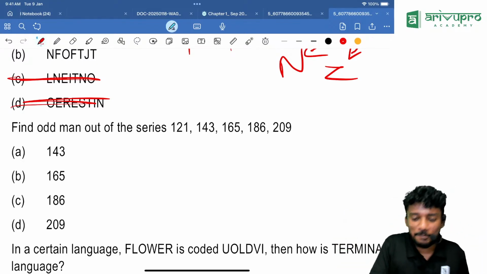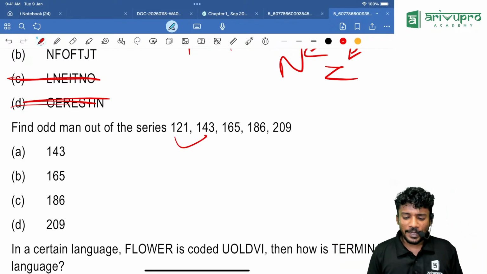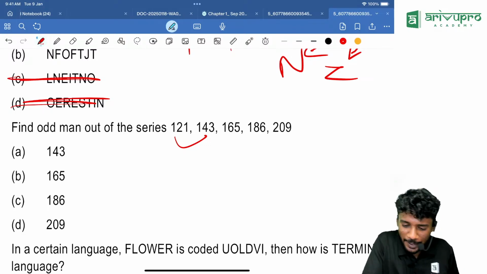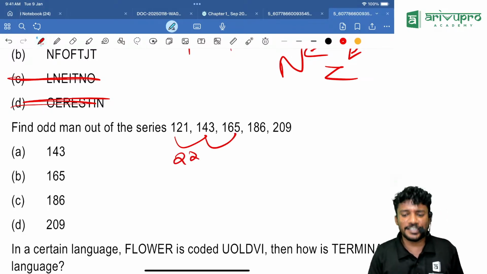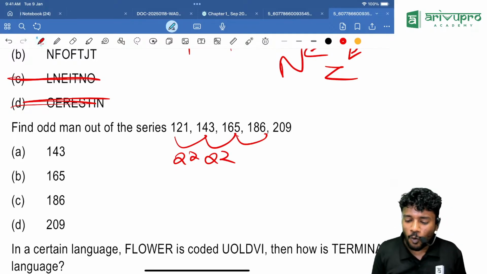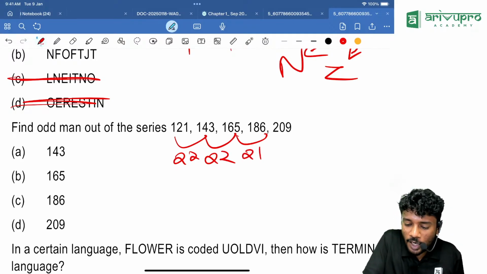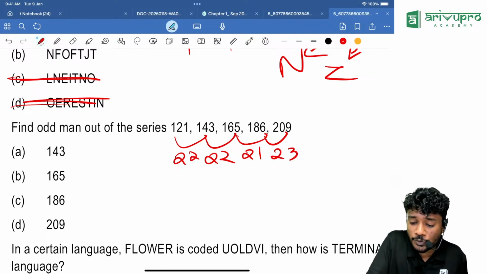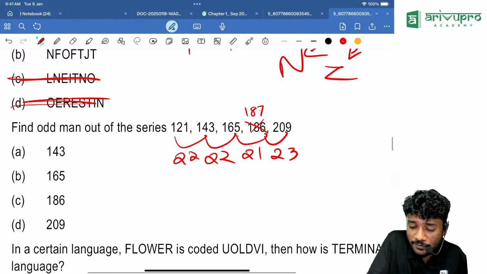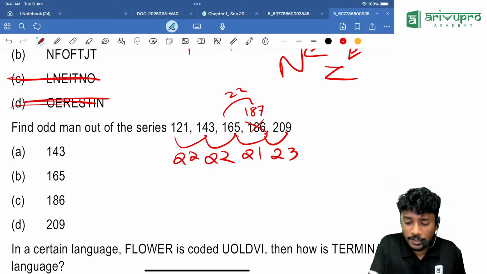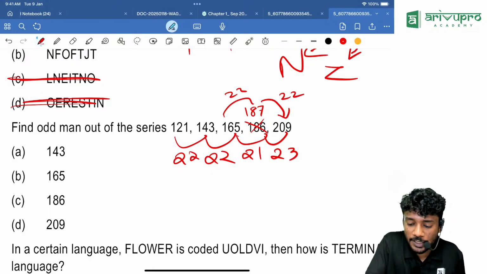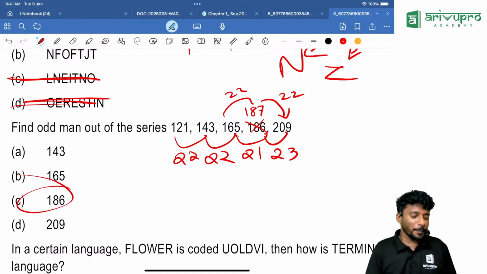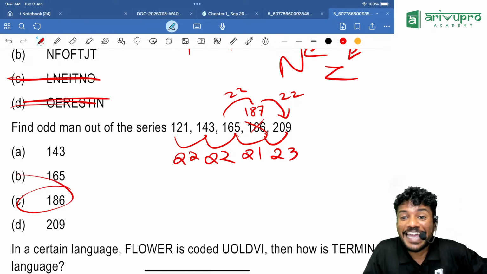Yes. Next one. What is happening? What is the difference here, people? 22. Then, what is the difference here? 22. Then, what is the difference here? 21. What is the difference here? 23. Actually, it should have been 22. Then it would have been 187. That means 22 would have happened, right? Here also, it would have been 22, which is the wrong one then. Option C, that is 186.